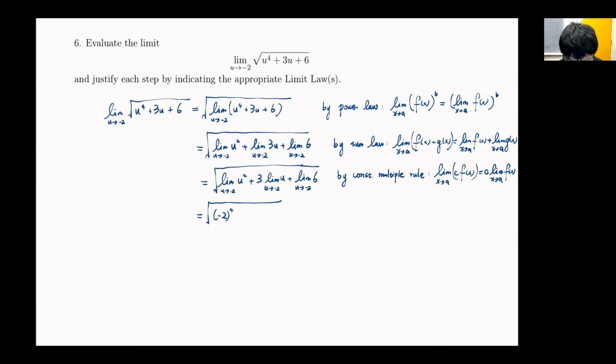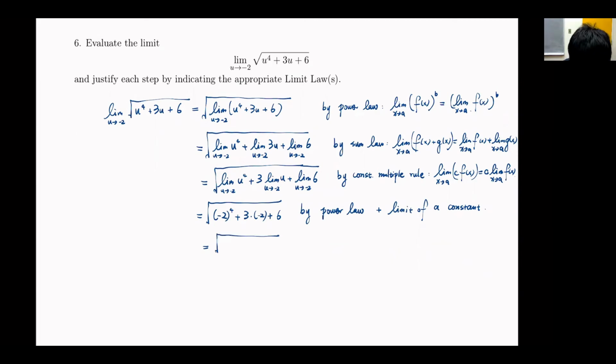So the first guy will be minus 2 to the 4th power, and the second guy will be 3 times minus 2, and the last guy will be 6. So this is by power law. So I won't repeat the details. And then plus the limit of a constant. Okay, so this is the justification of this computation. And finally, we can just perform the computation.